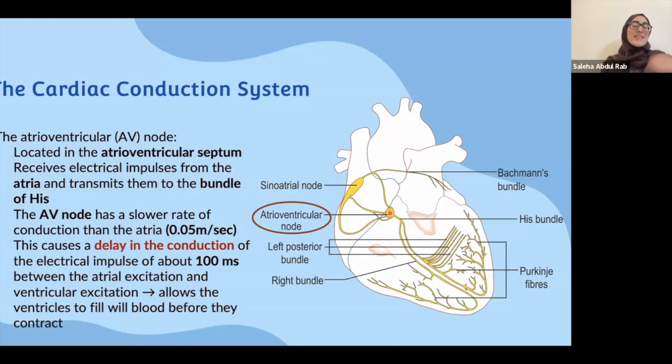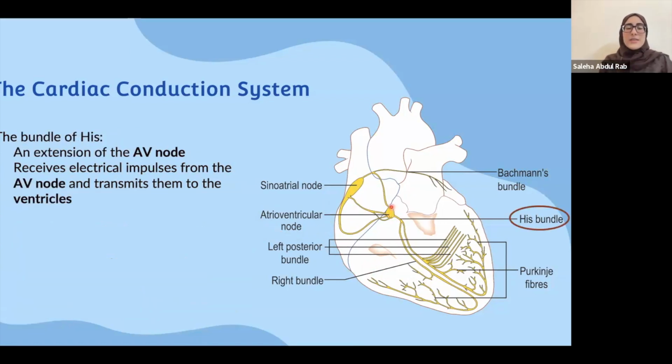The AV node, however, has a much slower rate of conduction. Remember how the SA node was 1 meter per second? Here it's 0.05 meters per second, so it's much slower. And what this means is it causes a delay in the conduction by about 100 milliseconds. And these 100 milliseconds are crucial because they allow time for the ventricles to fill up with blood before they contract. So the atria contract, blood is now going into the ventricles. But before the ventricles can contract, they need to be sufficiently filled up with blood, right? So this minor, teeny tiny delay, which we might think is insignificant, is actually very critical because it is what allows the ventricles to fill up with blood before they contract.